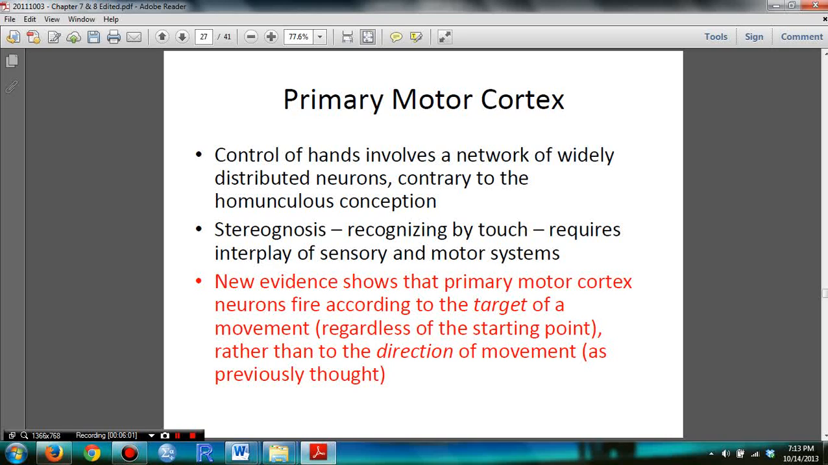For the primary motor cortex, control of hand movements involves a network of widely distributed neurons, contrary to the homunculus conception. You need to know stereognosis, which is recognizing by touch, and it regards the interplay of sensory and motor systems. Also, new evidence shows that primary motor cortex neurons fire according to the target of movement, regardless of the starting point, rather than the direction of movement.